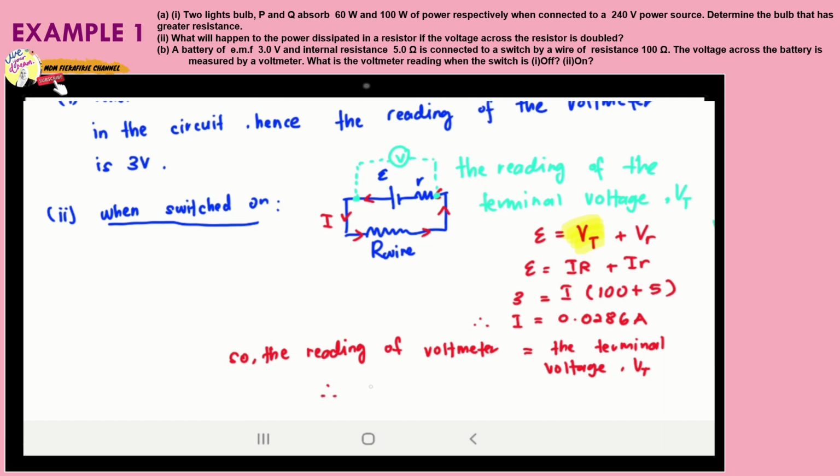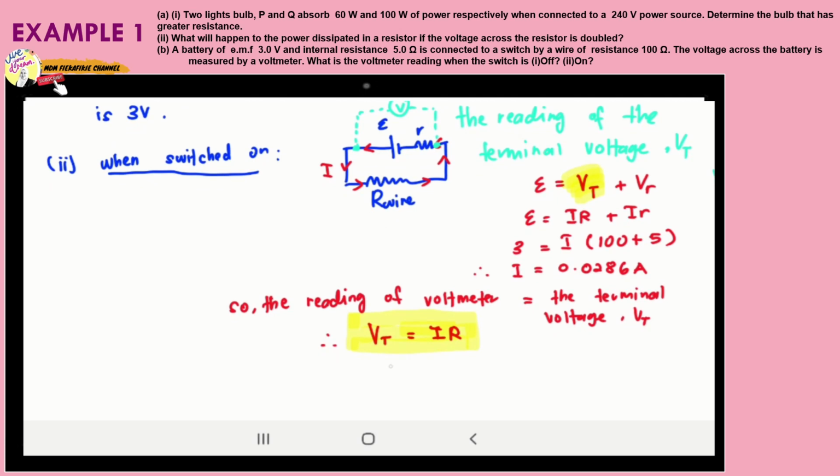Okay, therefore Vt is equal to IR. So now it's equal to I, 0.0286, and the resistance is 100. Okay, and it's 2.86 volt. So this is the answer.